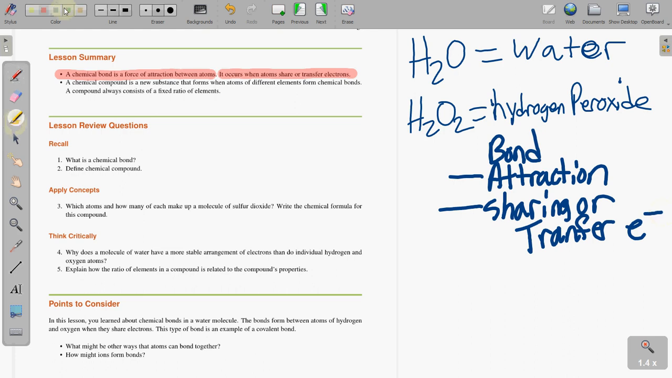A chemical compound is a new substance. It is not new matter, but it is a new substance, a new arrangement of atoms. So a chemical compound is a new substance that forms when different elements form chemical bonds. A compound always consists of a fixed ratio. And so that's what I'm saying here: H2O is always water. H2O2 is always hydrogen peroxide. Okay? So it's a fixed ratio. It doesn't change. There's only one way to have water.